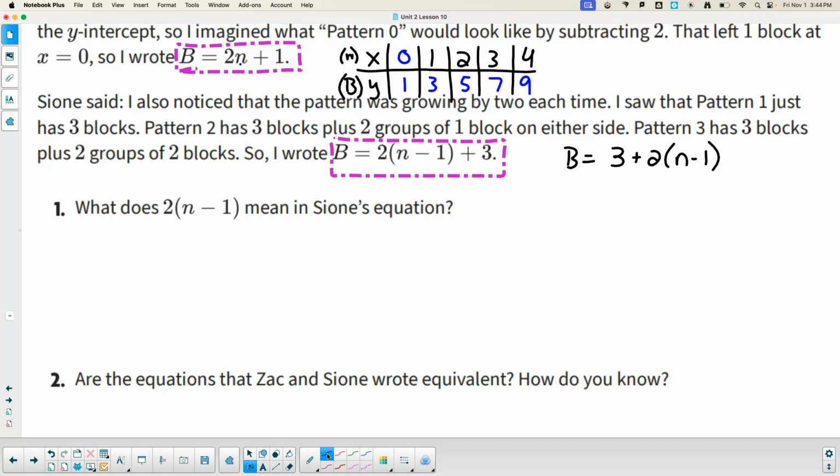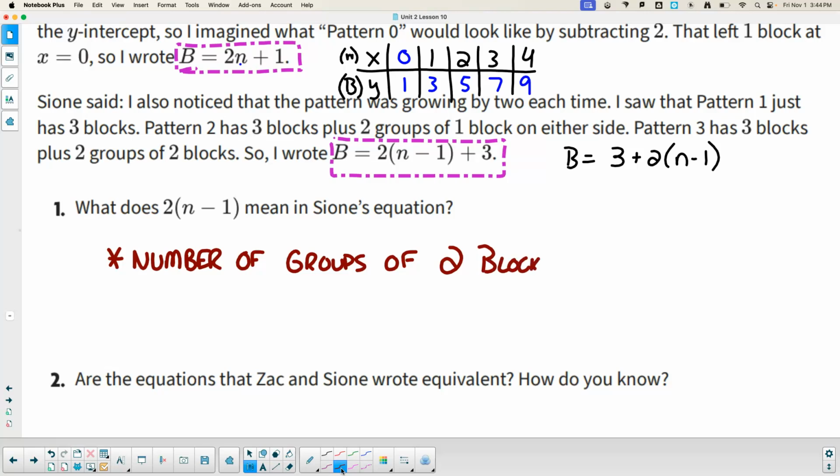So question number 1 says, what does 2 times n minus 1 mean in this equation? Well, that means that's the number of groups, that should be a P, of 2 blocks being added.